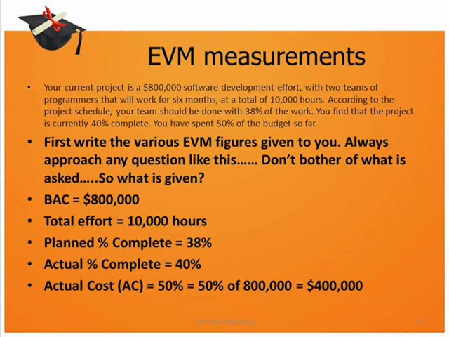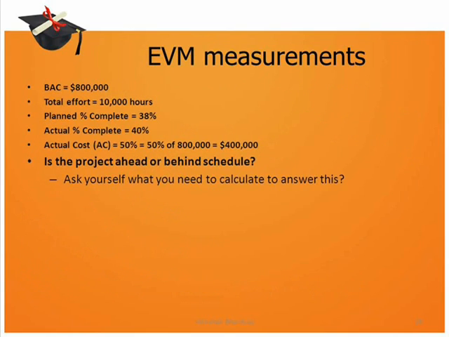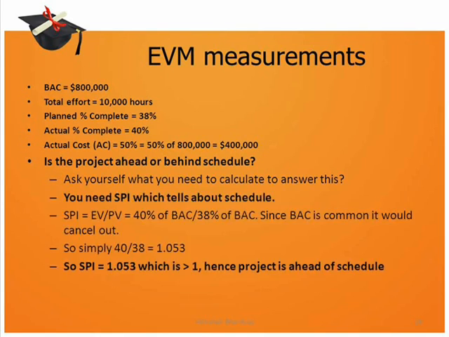So as discussed, the values are BAC is given as $800,000, total effort in terms of hours is given as 10,000 hours, the planned percentage complete is given as 38%, the actual percentage complete is given as 40%, and the actual cost is 50% of the budget, which would amount to 50% of $800,000, which is equal to $400,000. Now the question asked is the project ahead or behind schedule? First ask yourself, what are the values in EVM that you need to calculate to answer this question?